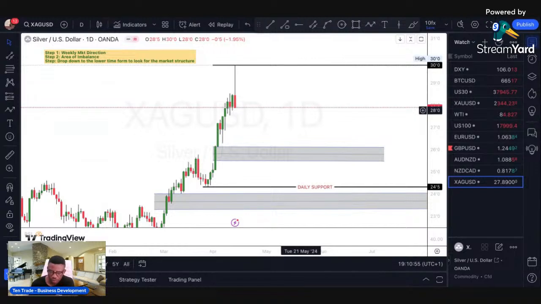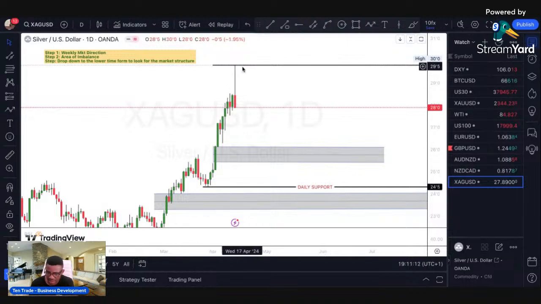Okay, so where are we now? We've gotten an area of imbalance from the daily. Yes, we got it. So we look for structure. There's a break here. There is nothing else here. We can't find anything else here between this and this.